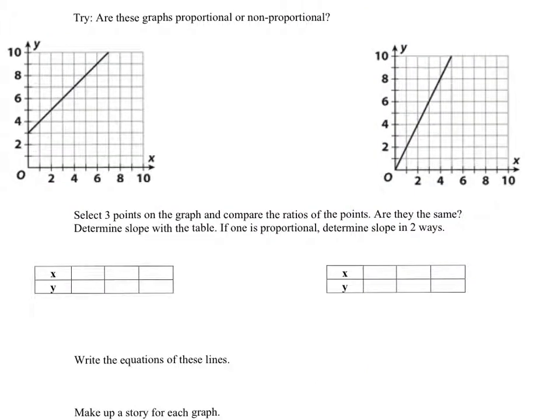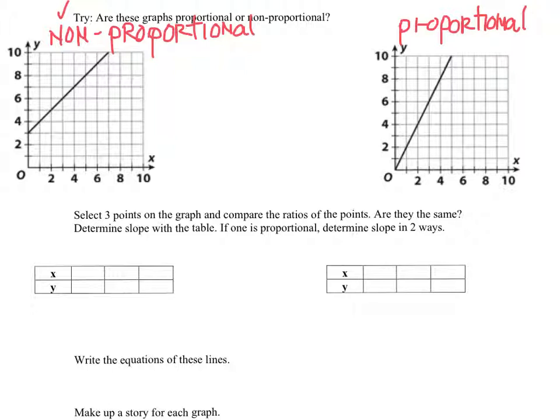Okay, I want you to do these all by yourself, answer all the questions on the page, then come back and check to see what I've done. First of all, the graph on the left is a straight line, or linear, but does not go through 0, 0, so it is non-proportional. And the one on the right is linear and goes through 0, 0, so it is proportional.